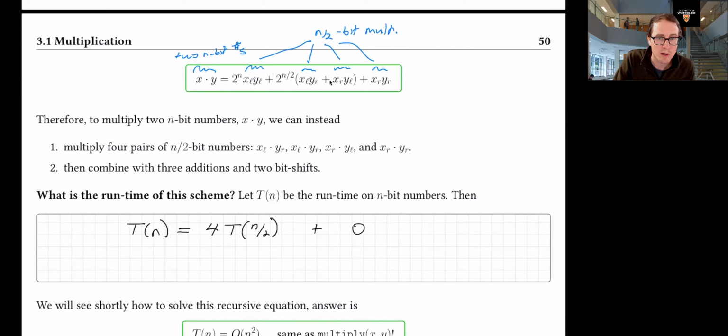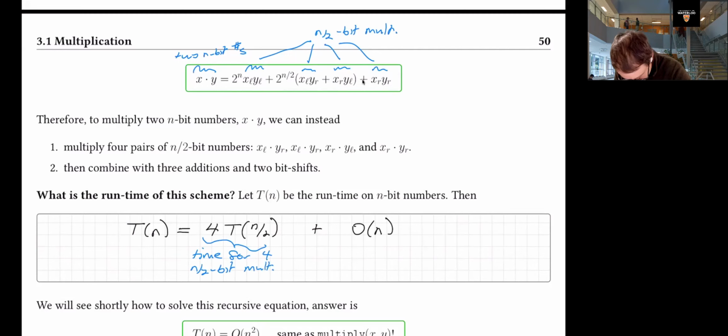So I do these 4 multiplications, which is 4 times the time to do n over 2-bit multiplications, plus the time for addition. Addition is big O of n, and then bit shifting. So this overall thing is big O of n, where this is the time for 4 n over 2-bit multiplications, and this is the time for 3 additions and the bit shifts.